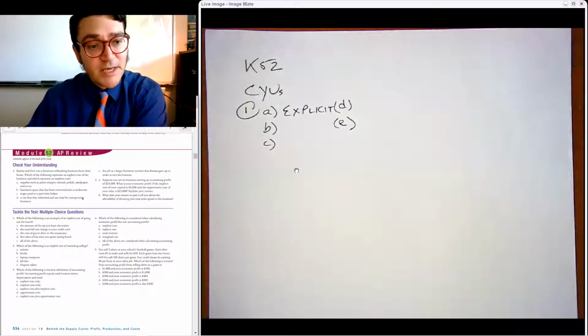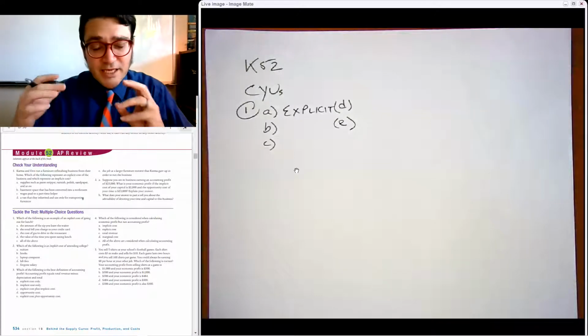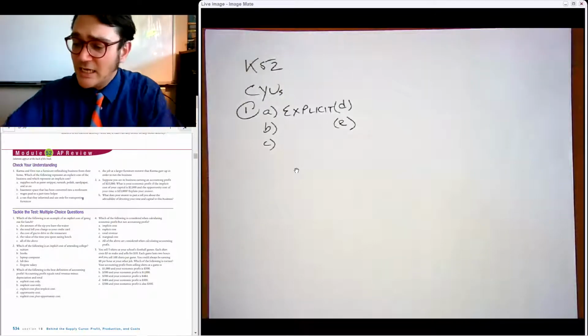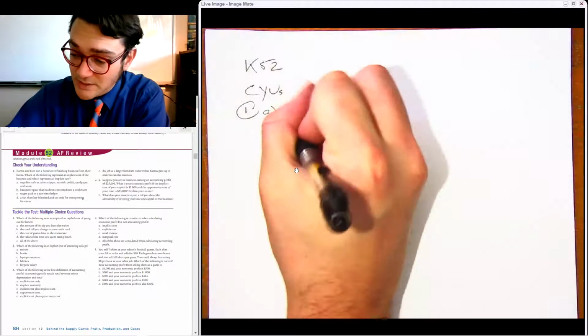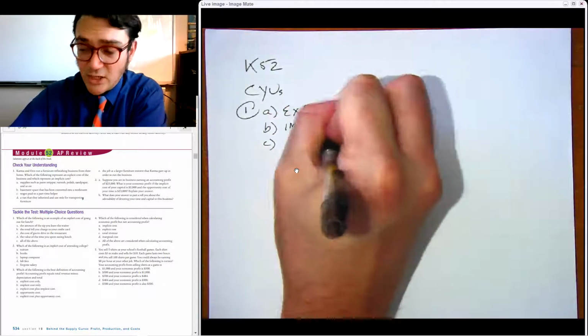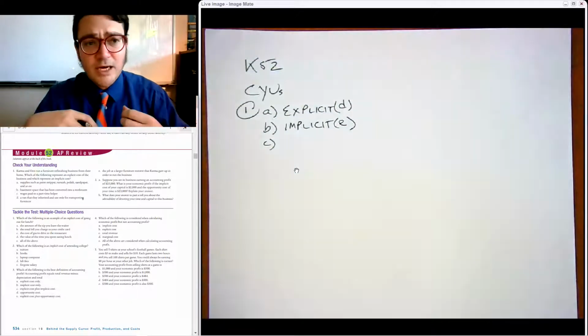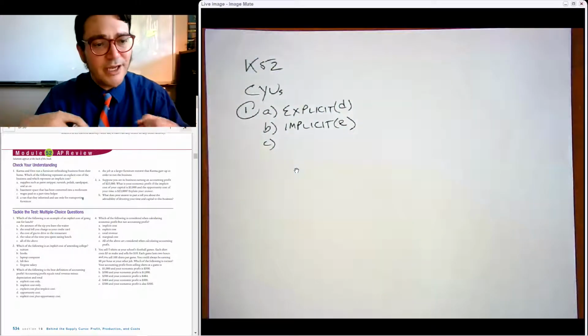Part B says basement space converted into a workroom. Now that isn't something that they spent the money on, right? They already had that basement space, but maybe we could use it for something else. So it's an implicit cost. It's implied that that's a cost. We're giving something up there, but we didn't explicitly spend money on it.